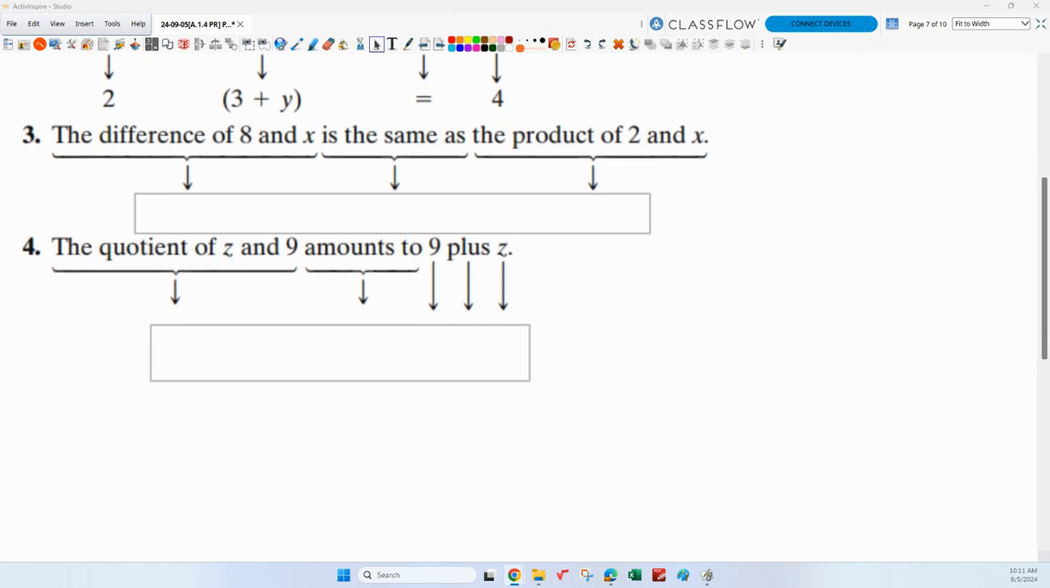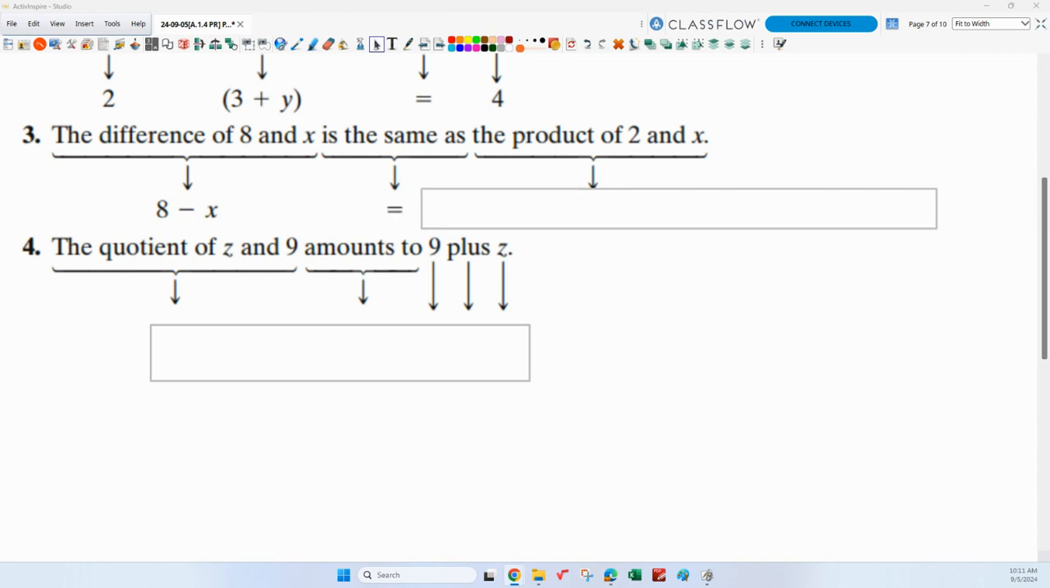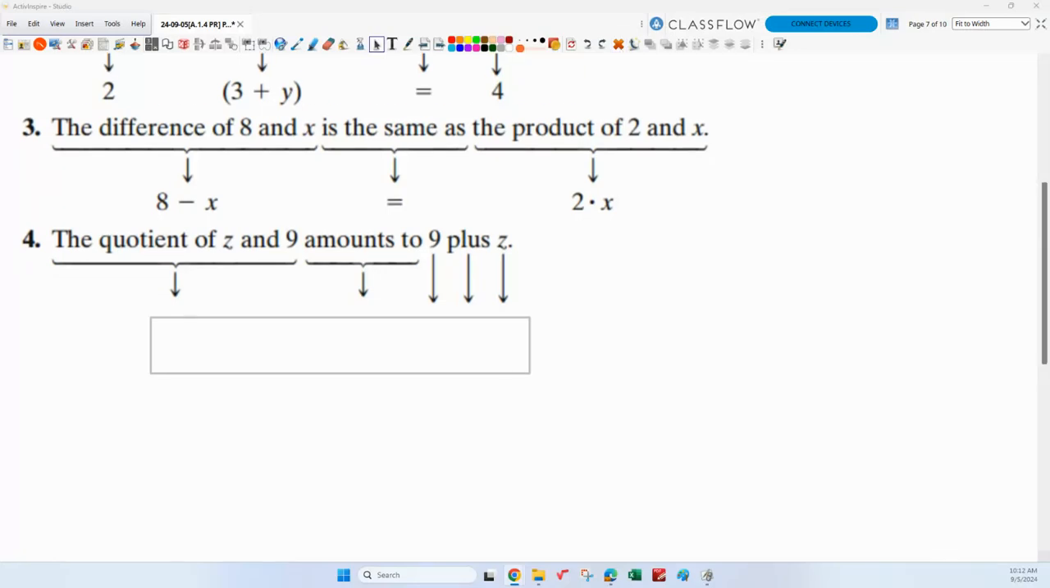How about this one? The difference of 8 and x is the same as, so what's that correspond to? Equals, okay. The product of 2 and x. Okay, so we get an equals in the middle. What's going to be on the left? How do I say the difference of 8 and x? Okay, that's subtraction, isn't it? So 8 minus x equals the product of 2 and x. 2 times x or just 2x. Same thing, right?